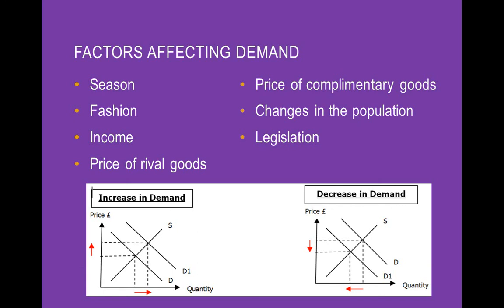Changes in the population. If the population is getting older, so we're seeing more elderly people, the products that they are going to demand is going to change. So we might see an increase in demand for stair lifts, for example, to allow people to stay in their own home. Legislation. The idea of the smoking ban was to deter people from smoking in public places, so we would expect to see a decrease in demand for cigarettes because it's more difficult now for people to find somewhere to smoke.